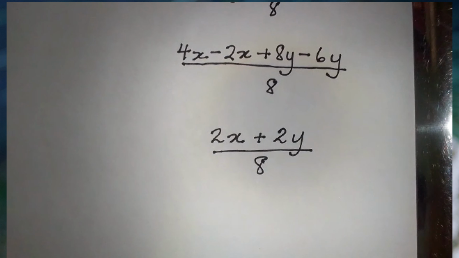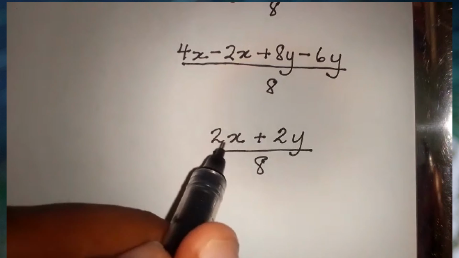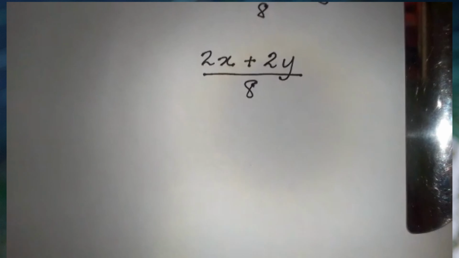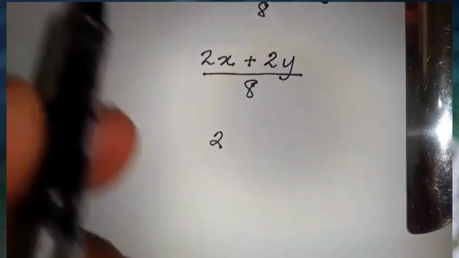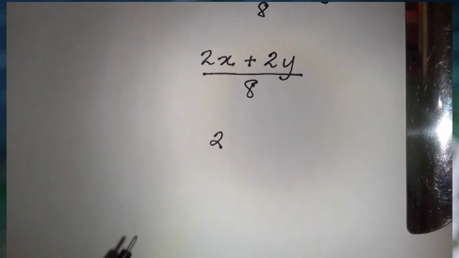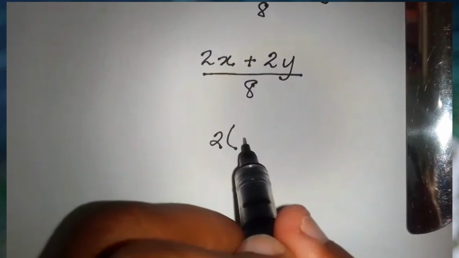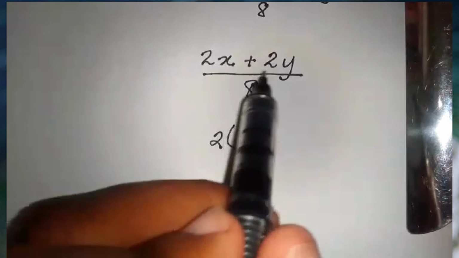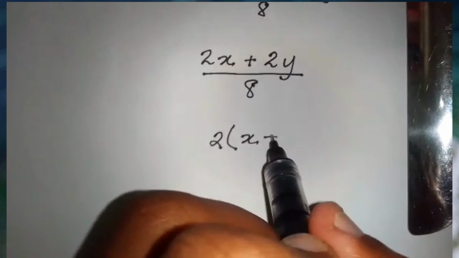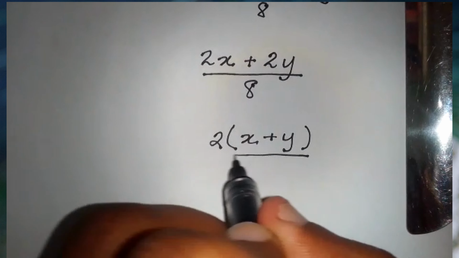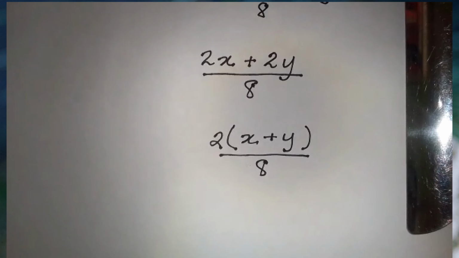Pretty much that's it. But when I look at it, I can also simplify this, right? 2 is common between 2x and 2y. So I can factor out 2. And this is how we're going to do it. So 2 is common between 2x and 2y. So when I divide 2x by 2, I'm going to get x. When I divide 2y by 2, I'm going to get plus y. And then it's going to be all over my denominator of 8.